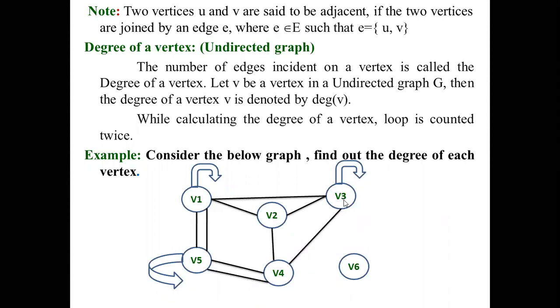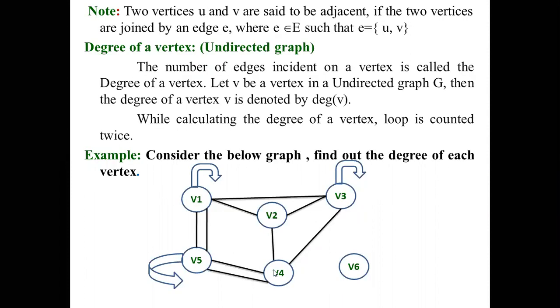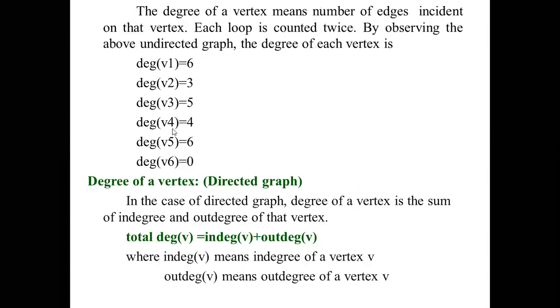Next V3. The degree of V3 is 1, 2, 3, and here the self loop counts 2. So how many edges are incident at V3? Total 5: 1, 2, 3, and then 4, 5. So the total degree of V3 is 5. Next V4. The degree of V4 is 1, 2, 3, 4. So the degree of V4 is 4.